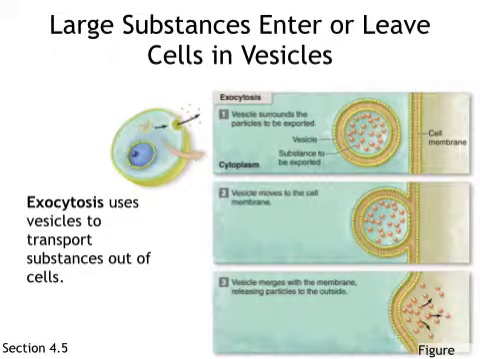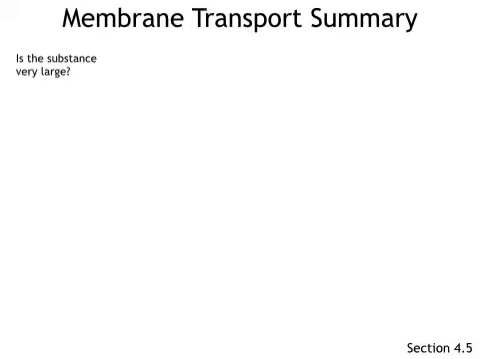So this is what's happening when your adrenaline glands are releasing adrenaline, or your milk glands are releasing milk, or your brain is releasing hormones, right? It's using this process called exocytosis. All right, so let's summarize what we just learned.